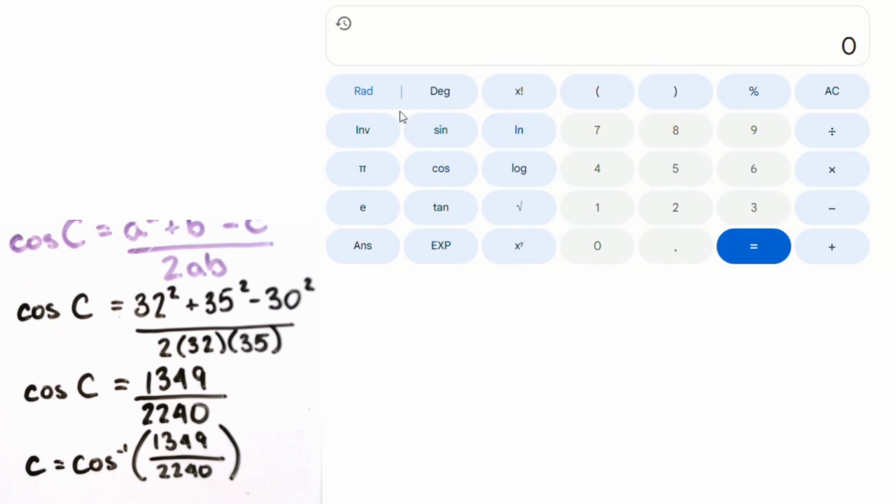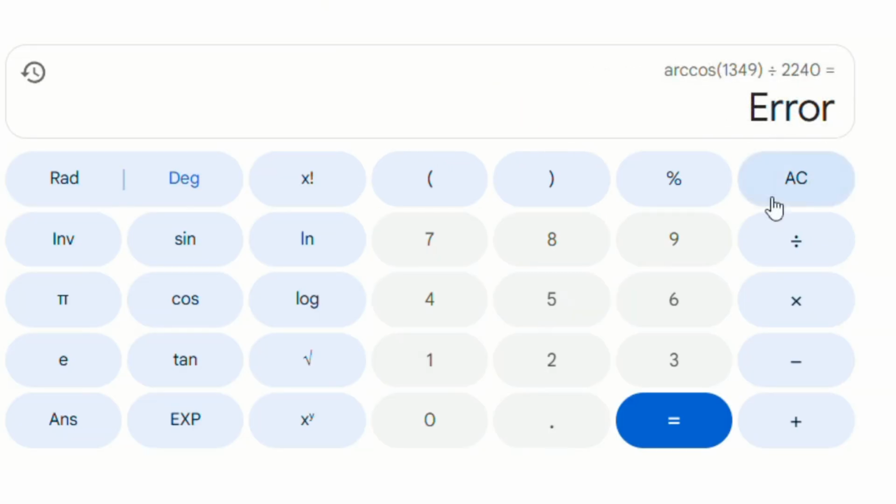But that leads to mistake number 3. So we make sure that we're in degrees, because that would also give us the wrong answer. And then we start typing in cos inverse, which in my calculator says arccos, of 1349, divide that by 2240. And what do I get? I get an error. Why?